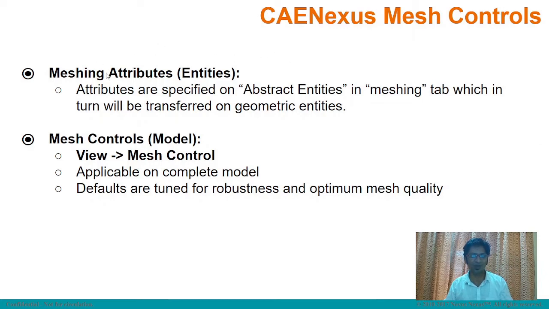So the first one is through attribute. You can specify the attribute on abstract entities and you can control the meshing for the respective geometrical entities. Another control is the global control, which is applicable to your complete model, and that is available under view mesh control. So these are the two ways by which you can control the meshing in CAENexus.